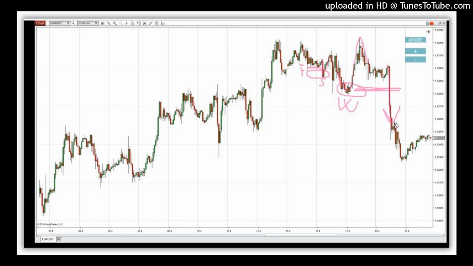Right there, another nice case of failed auction or a weak low. In this case, it doesn't really matter. It's just very weak rejection of lower prices. And as you can see, the price tests below it pretty soon to create a successful auction.